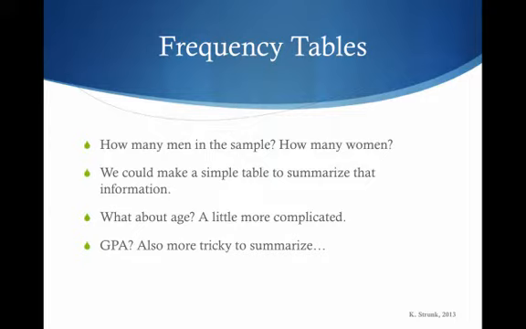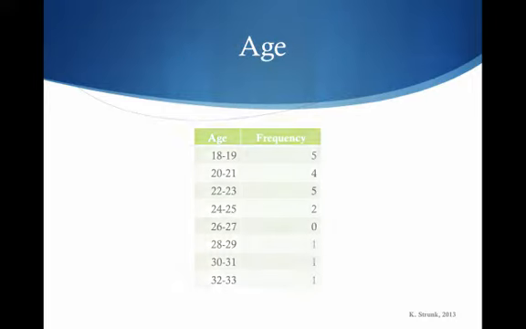So for example, we could go 18, 19, 20, 21, 22, 23, so compress it into 2 years at a time. We would then have a lot fewer rows to look at and be able to more meaningfully summarize the data. That's what I've done here. It's done 2 years at a time.